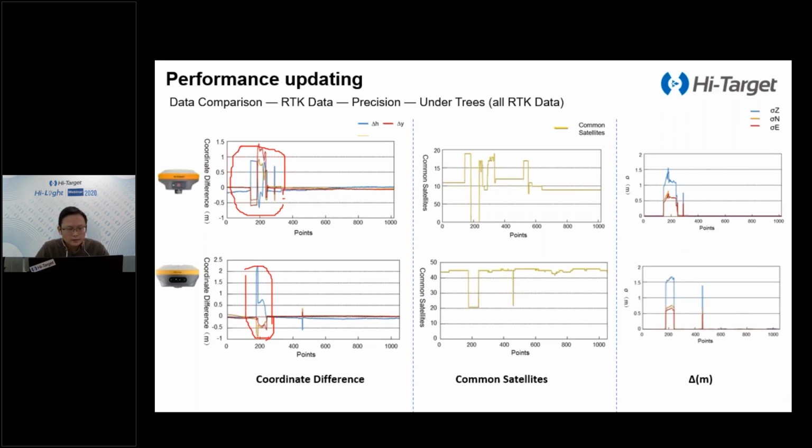And let's look at the common satellites. The V90 Plus has only around 12 common satellites, while the RTK4 gets more than 40 common satellites. And the same here, the coordinate 0. You see, so of course the RTK4 gets fewer interference points than the V90 Plus.